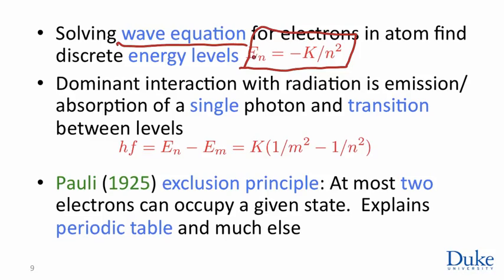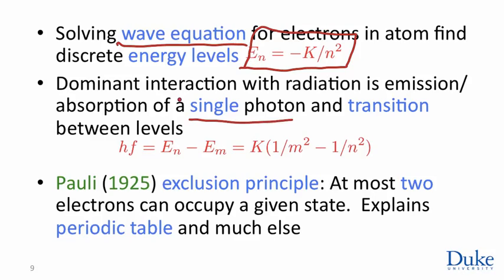K is some constant, and the energies are, of course, negative. These are all bound states. And the energy levels are some constant divided by n squared, where n can be 1, 2, etc. So 1 is the lowest energy, and as n gets bigger, you get states with larger and larger energies tending to 0 as n becomes large. And the point is that the dominant interaction between an atom and radiation is the emission or absorption of a single photon.